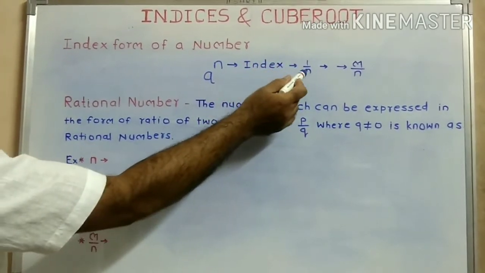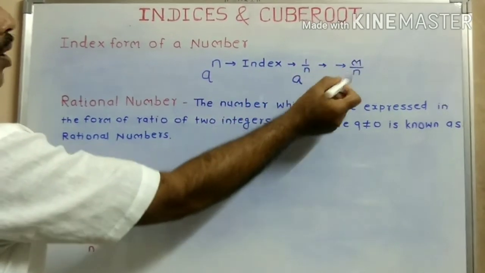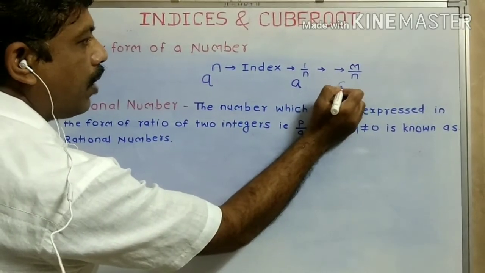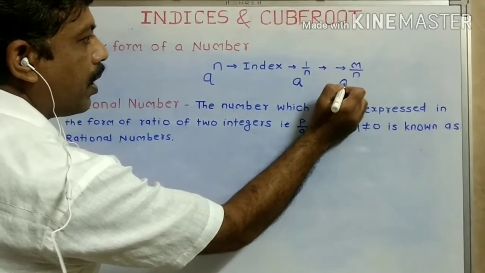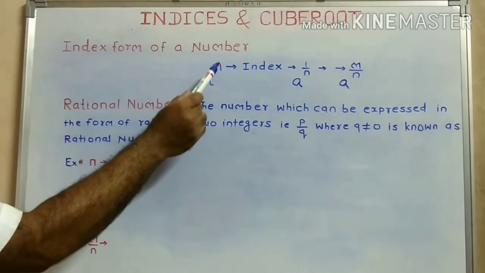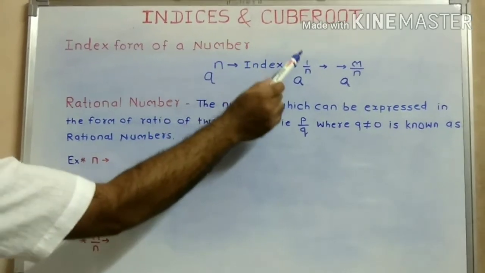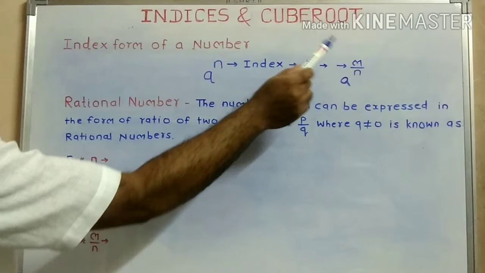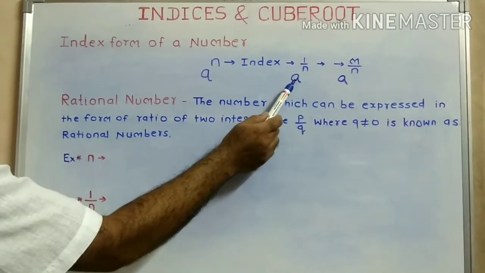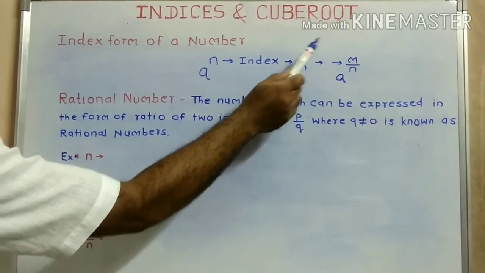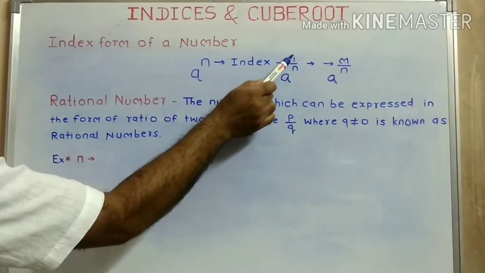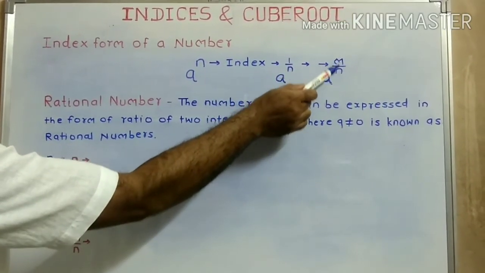Again I have to change this index to m upon n. Then what will be the index form of a number? It will be a to the power m upon n. It means that now you have to change this n to 1 upon n and 1 upon n to m upon n, and you have to study the index form of a number like this, that is a to the power 1 upon n and a to the power m upon n.